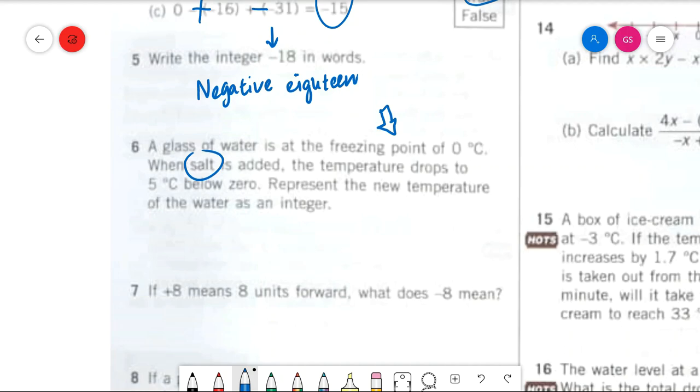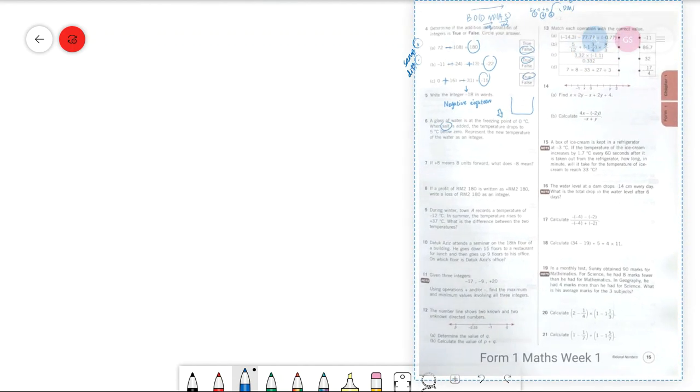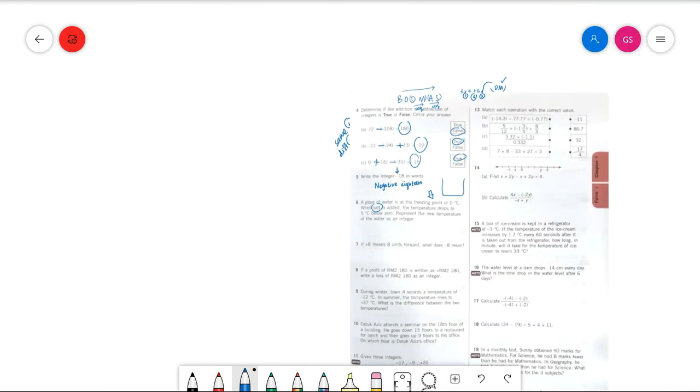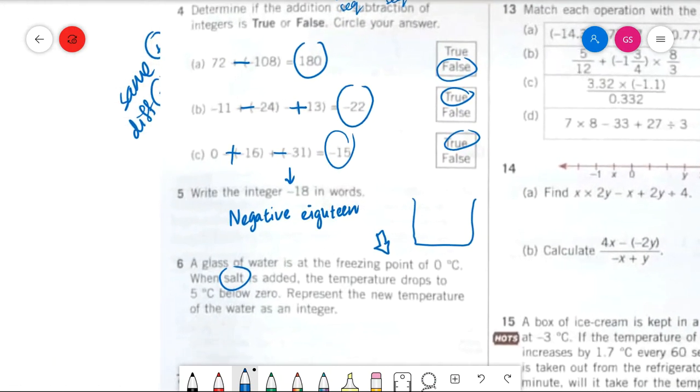The ice that is surrounding the container. Okay, because there's a container. There's a tub. Tub means the compartment, lah. Compartment to put the ice cream. This is where they put the ice cream. Not so small, like this. This is the ice cream.